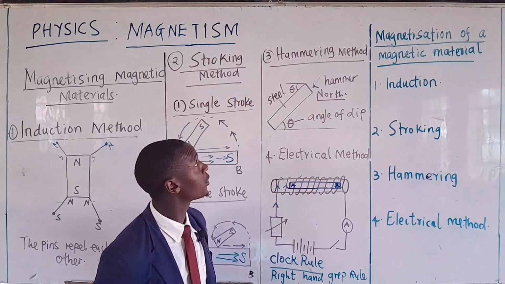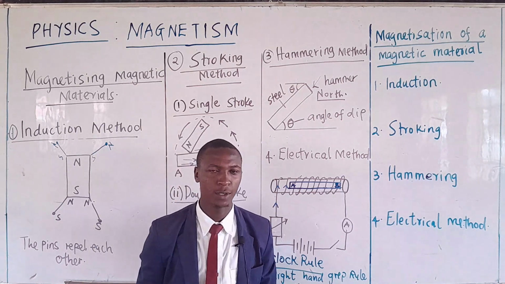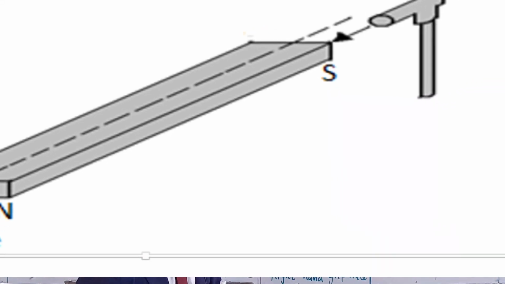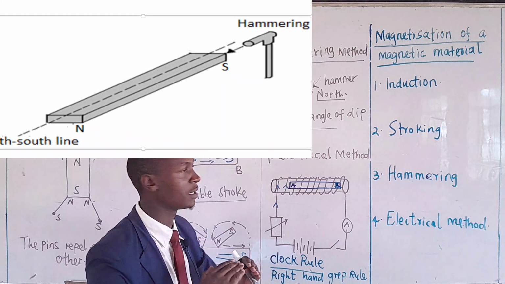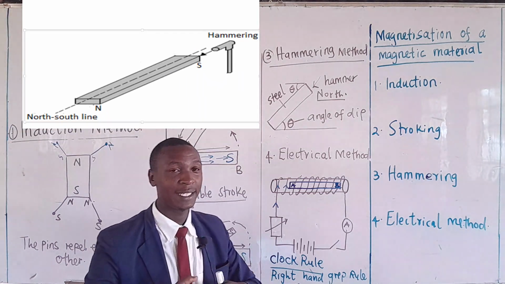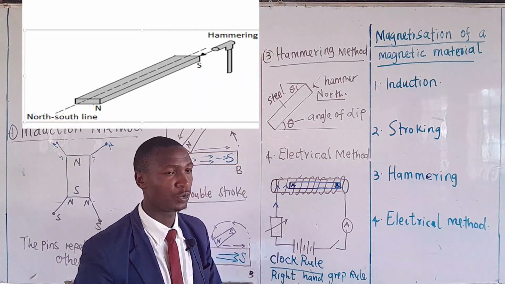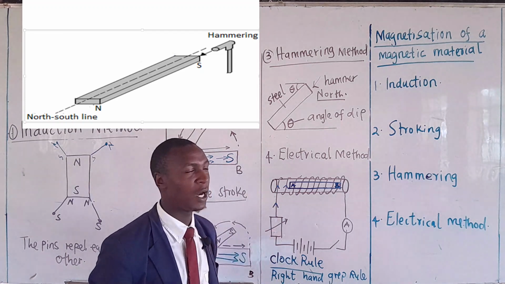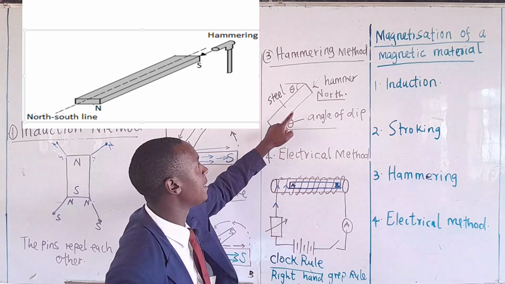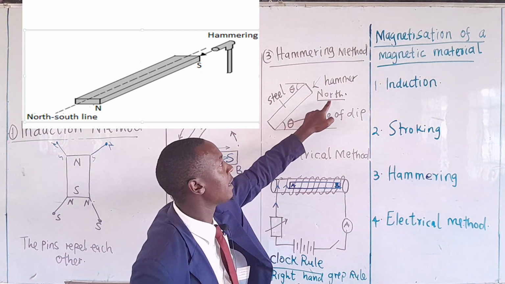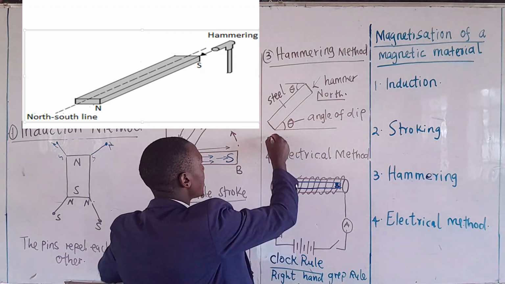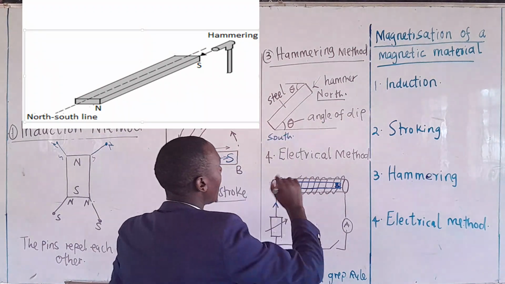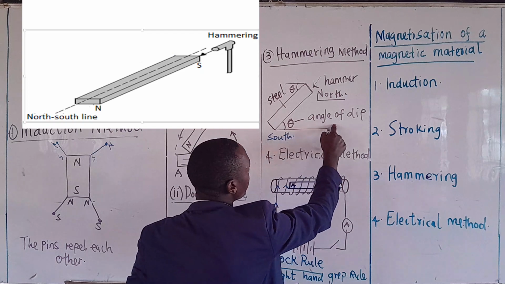Well, let's now talk about the hammering method. The hammering method is simply that we hammer a magnetic material so that the dipoles can rearrange themselves to be in one direction. Before you hammer, you have to make sure that the bar is facing the north-south direction. This should be a south. The north-south direction, and this angle here is called the angle of dip.